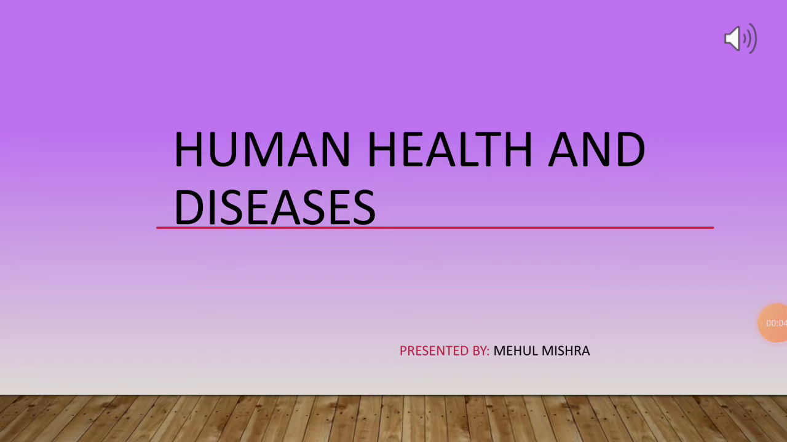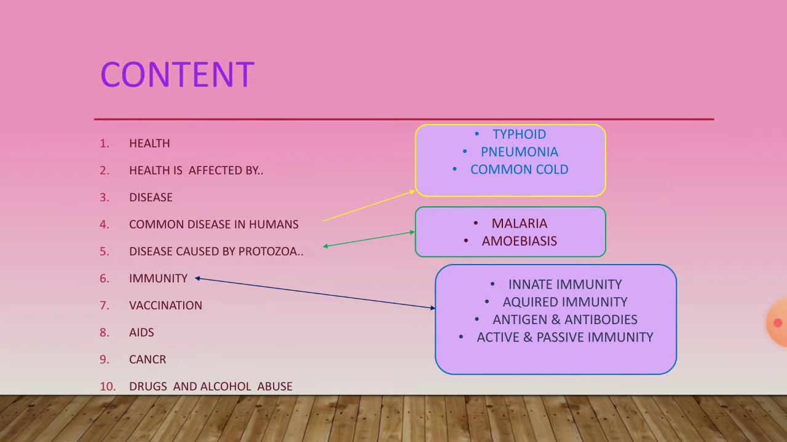Today we are starting the chapter Human Health and Disease. In this chapter, we will study the topics: first, health; second, how health is affected; third, disease; fourth, what are the common diseases in humans. In this we will study the topics typhoid, pneumonia and common cold.